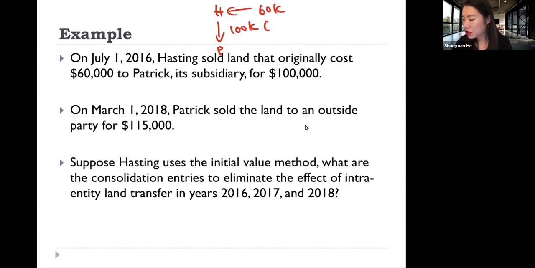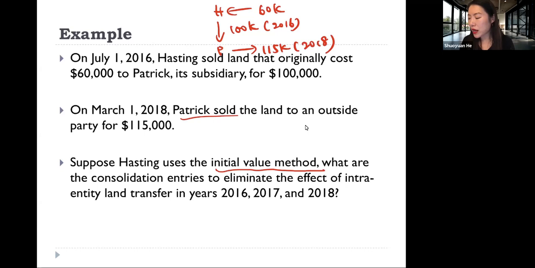So this transaction happened in 2016. And then in 2018, Patrick sold the land to the outside party for 115,000. Suppose Hastings used the initial value method. What are the consolidation entries to eliminate the effect of intra-entity land transfer in each of the 3 years, 2016, 2017, and 2018? So for each of those 3 years, we need a consolidation entry.